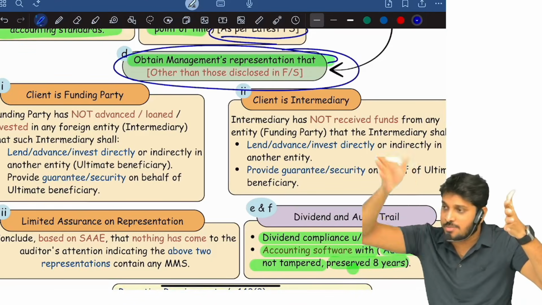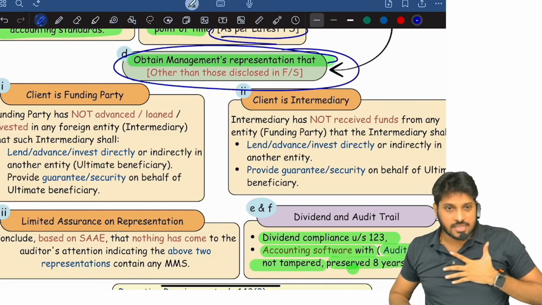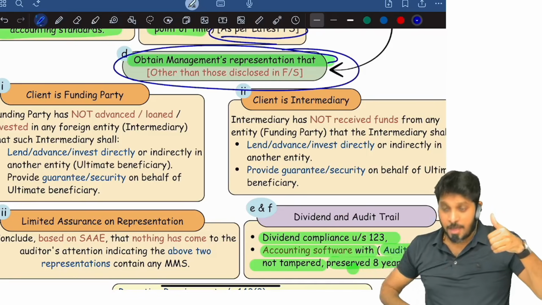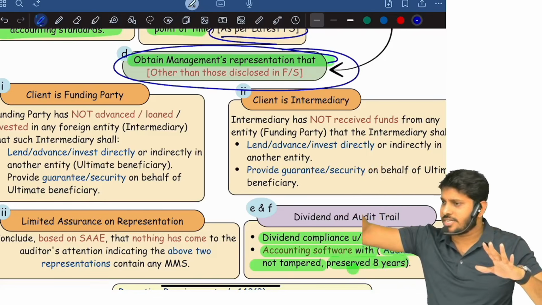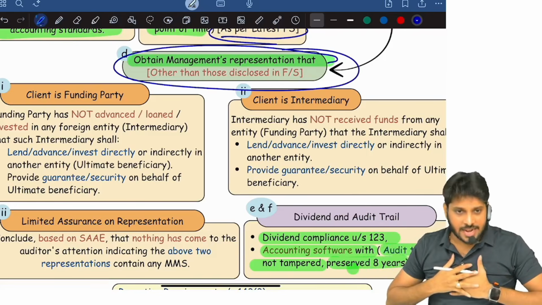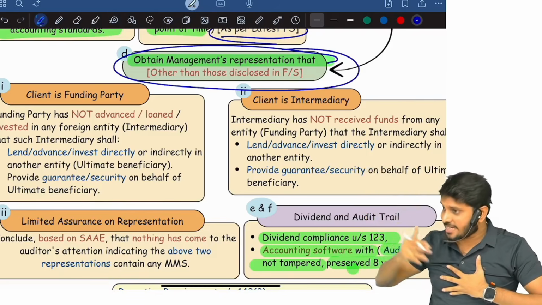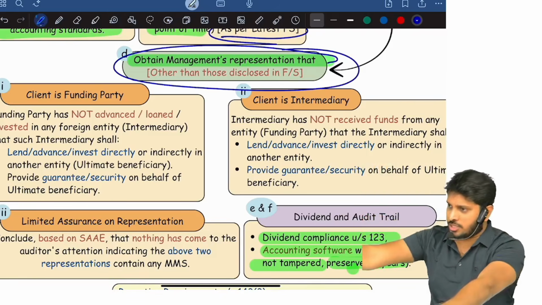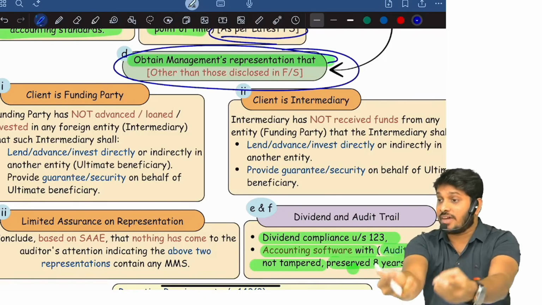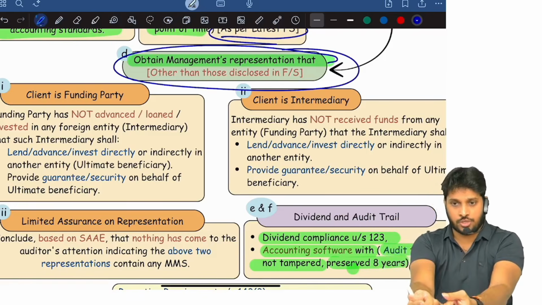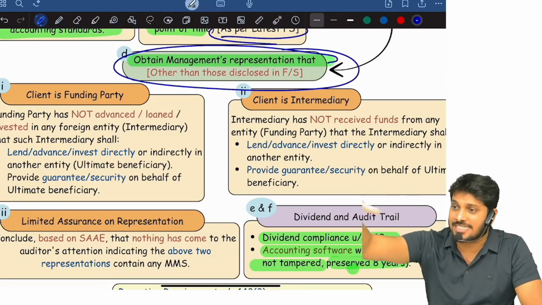Funding party, intermediary, beneficiary. Now, did the company act as a funding party? Check out. Or did the company act as an intermediary? Check out. As per Schedule 3, additional regulatory information, wherever the company acted as a funding party, wherever the company acted as an intermediary, they should give some disclosures. And in the company where I am auditing, they gave disclosures. Other than those disclosures, is there any other transaction involved?